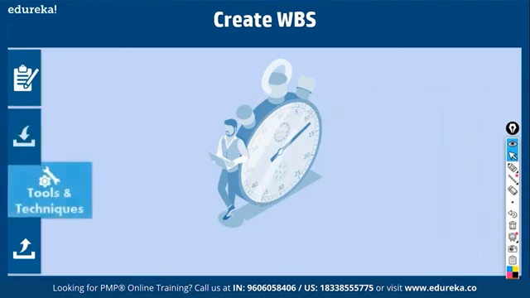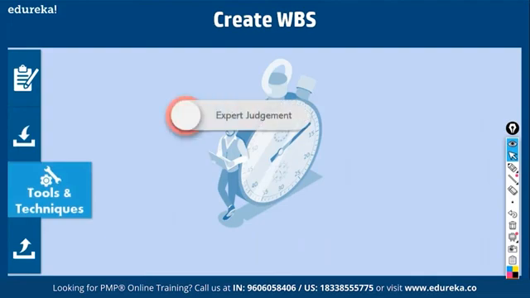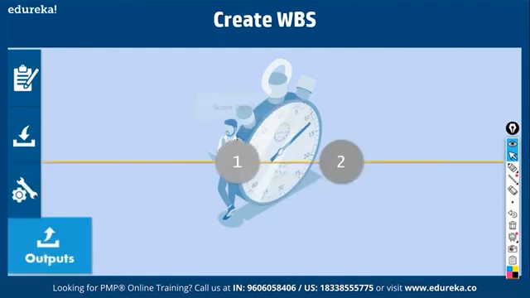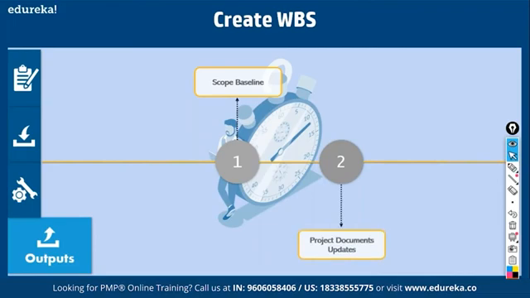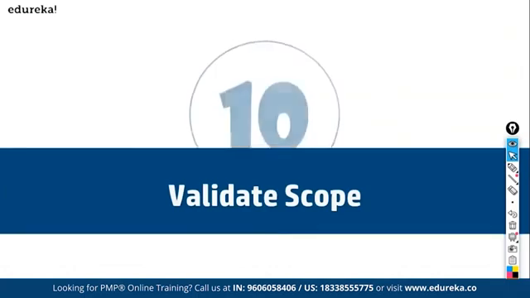The tools and techniques are expert judgment. You need to have expertise to define the work and decompose it into smaller and smaller components. Then decomposition is the process of breaking down the whole project into phases, phases into major deliverables, and major deliverables into deliverables. We need to have skills relating to decomposition. Then the output is the scope baseline. Scope baseline means, let's say you come up with a WBS, you have hundreds of work packages in a project. This is called a scope baseline. What else do you come up with? The next thing is project documents updates. So that's about creating WBS.